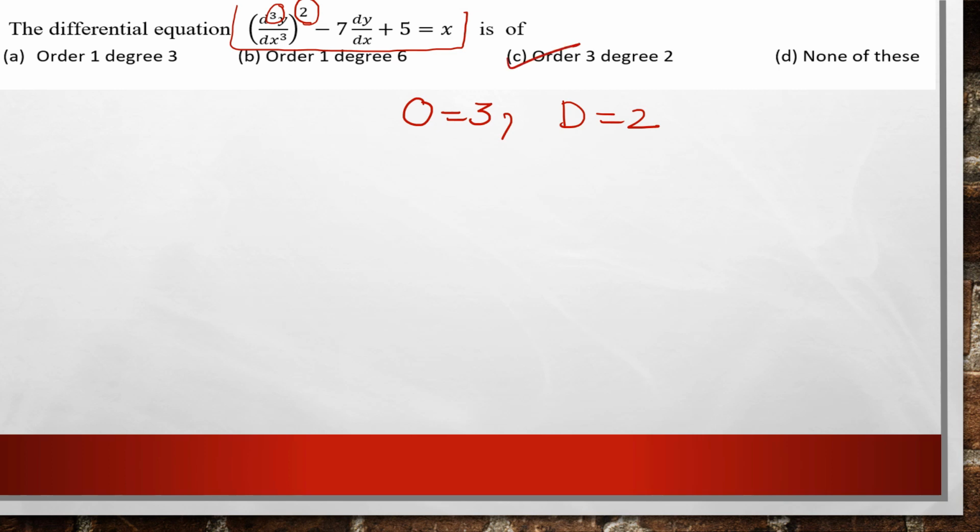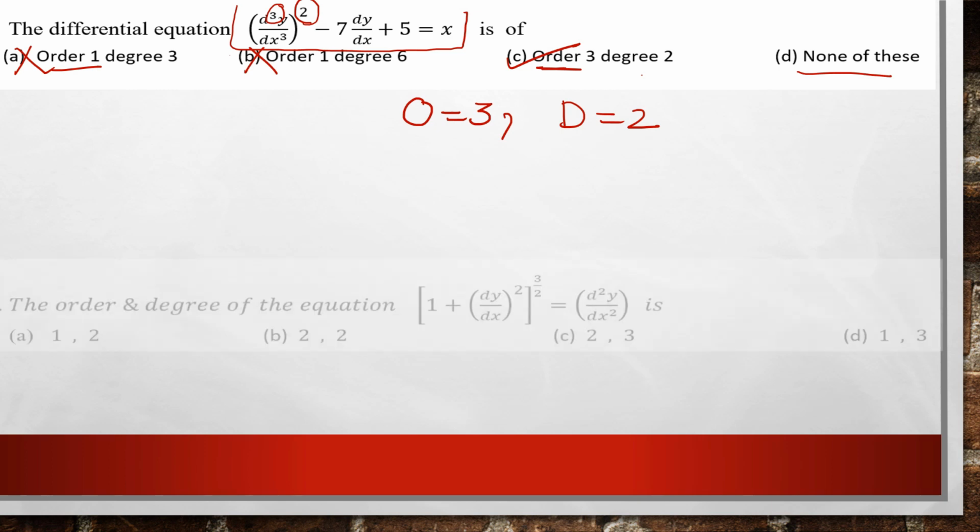Fine. And in fact we don't need to waste our time on degree, because here, see, order 1 is obviously not correct. So order 3 means there is a chance of having this, but we need to check the degree because there is another option, none of these. Okay, now let's do the next question.